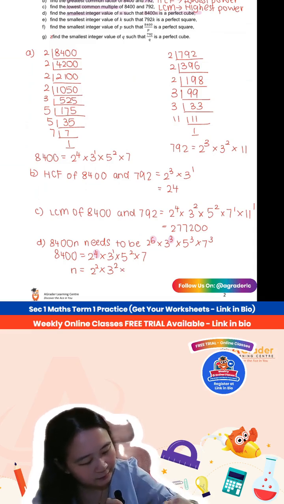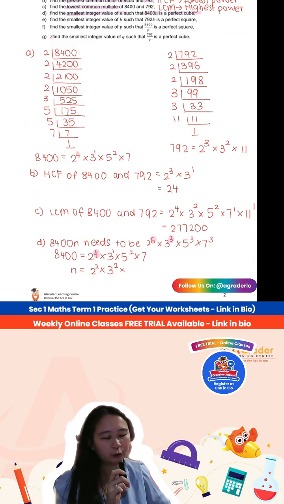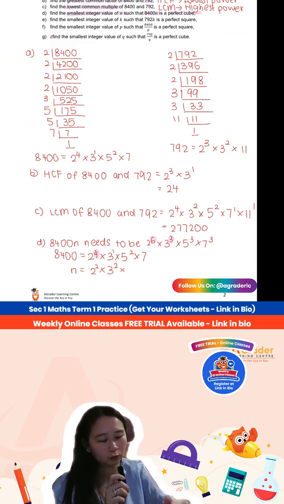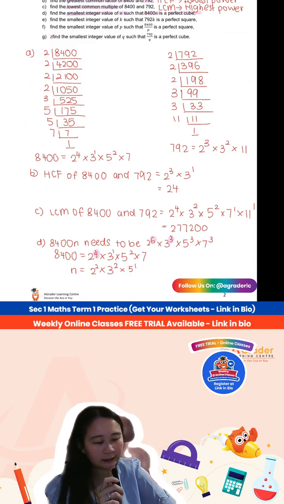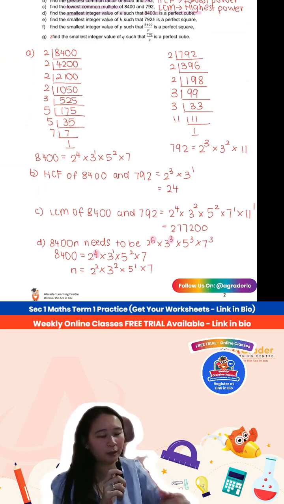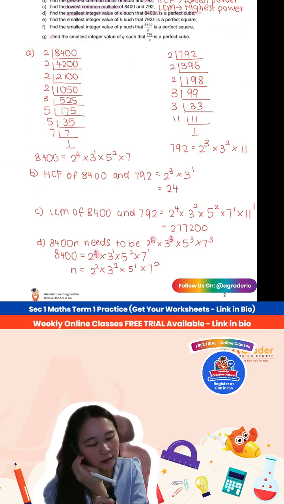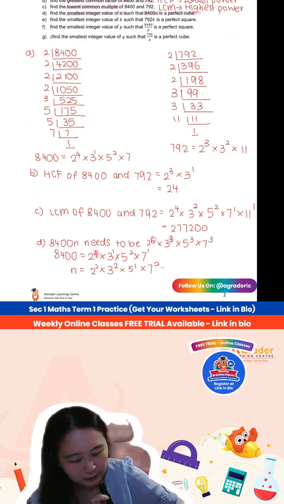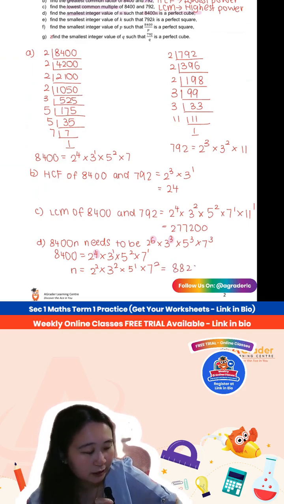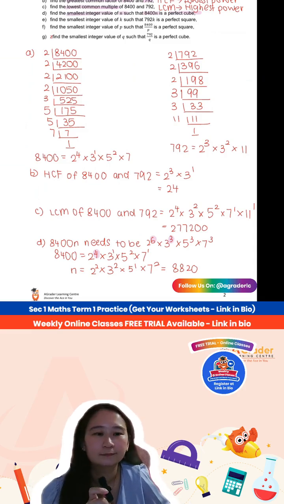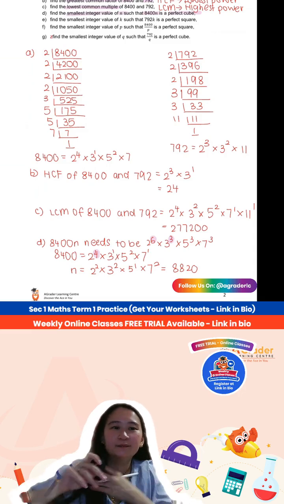So n needs 3 to the power of 2, times, same for 5. The power is 3, then you minus power 2, so you get power 1 here. Then times, for base 7, power 3 minus power 1, you get power 2. Okay, then you key this into your calculator and it should be 8,820. Yep, that's correct. Well done.